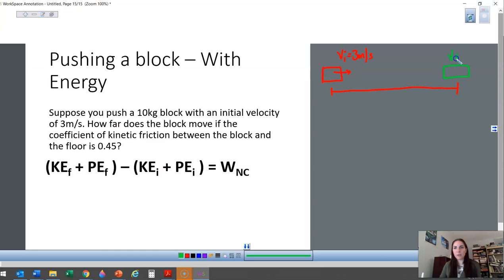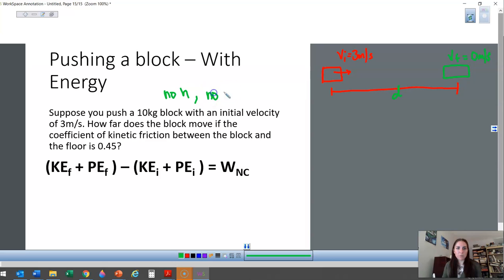It doesn't say otherwise, but we can assume that the block will come to rest. It makes sense, hopefully. It doesn't get faster, it's going to slow down. It wants to know how far the block has moved, so some distance d, like this. Notice that there's no height change. It's on a level place. It doesn't say we're on a ramp or anything, so there's no height here.